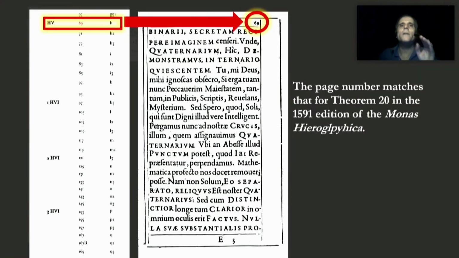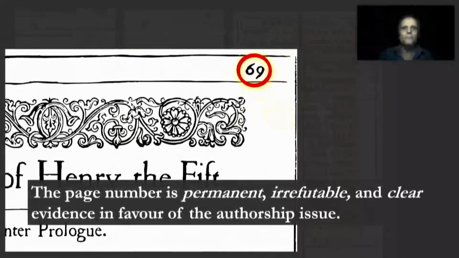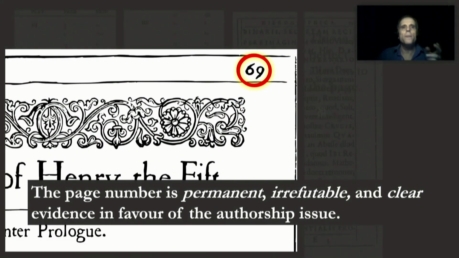The page number matches that for theorem 20 in the 1591 edition of Dee's Monas Hieroglyphica. This is as precise as a laser. This is also a perfect allusion to theorem 20 in physical form. I consider this to be proof that the clues I will show exist. The page number is permanent, irrefutable, and clear evidence in favor of the authorship issue.